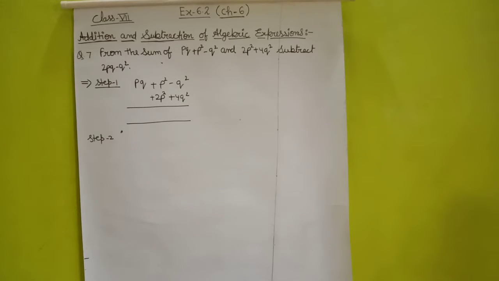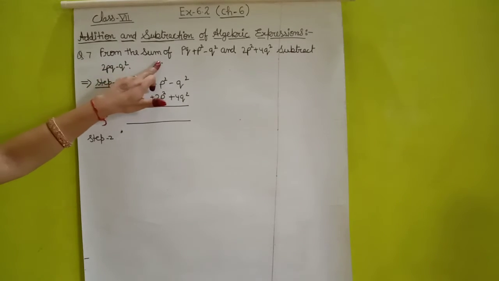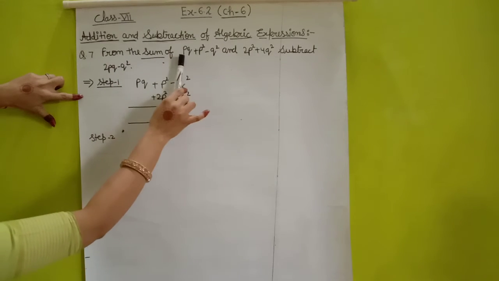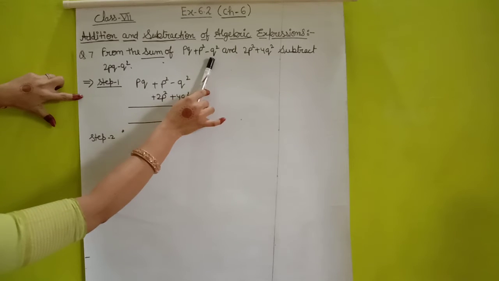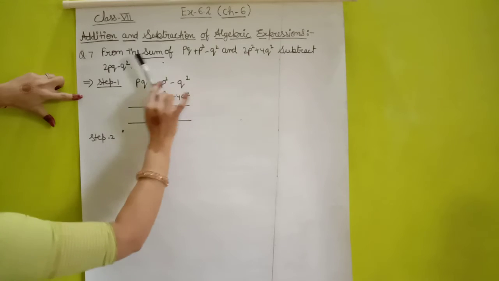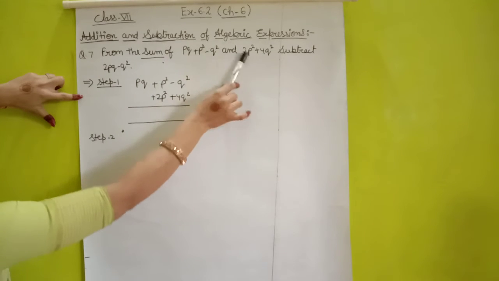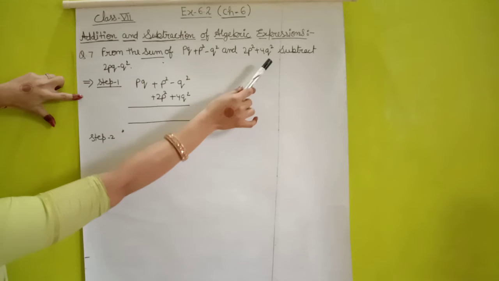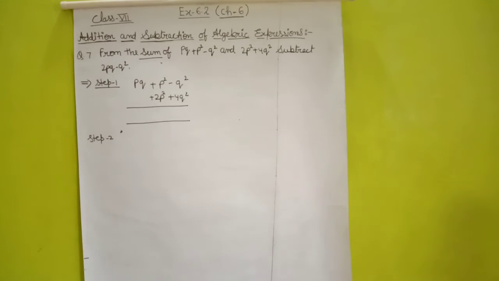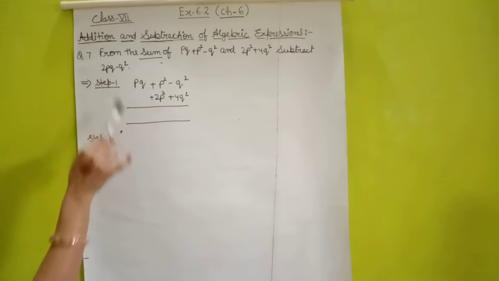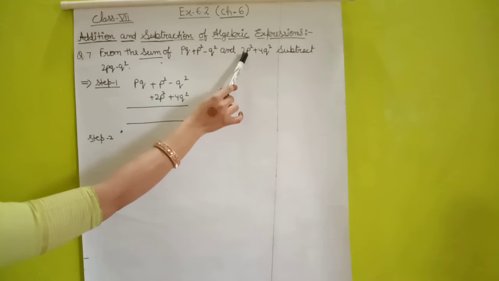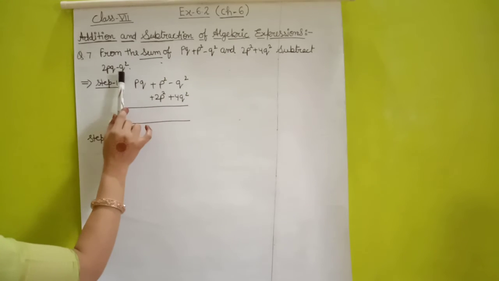Students, now question number 7. From the sum of pq plus p square minus q square and 2p square plus 4q square, subtract 2pq minus q square. It means first of all we are to add these two terms, then subtract 2pq minus q square. So we will do this question in two steps again. First we will add these two terms, and in their answer we will subtract this one.